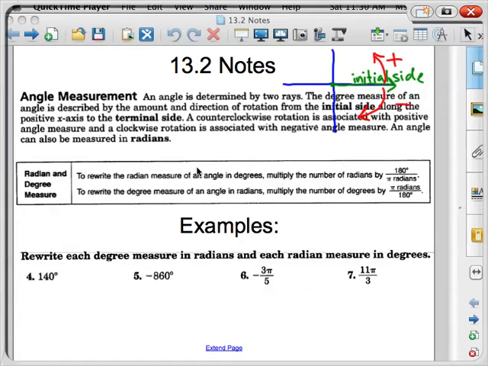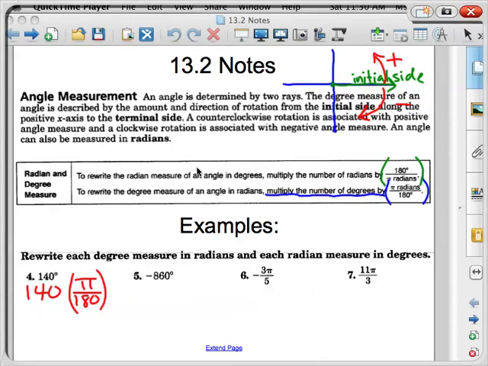So when we are in degrees and we want to switch to radians, we're going to multiply the number of degrees by pi over 180. If we want to go the other direction, going from radians into degrees, we're going to multiply by 180 over pi. For example, if I have 140 degrees, I need to multiply it, so 140 times pi over 180.